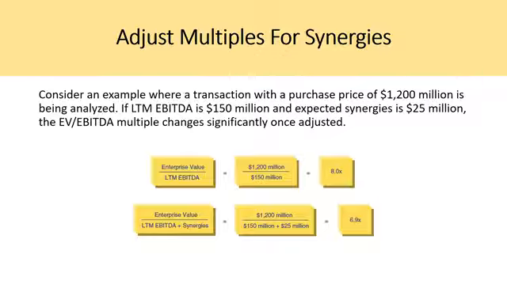So consider an example where a transaction with a purchase price of $1.2 billion is being analyzed. If the last 12 months EBITDA is 150 million and expected synergies is 25 million, the EV to EBITDA multiple changes significantly once adjusted for those synergies. So the initial EV to EBITDA multiple would be 8x. But if you add the synergies so that EBITDA increases from 150 million to 175 million, then your EV to EBITDA multiple actually declines to 6.9x.